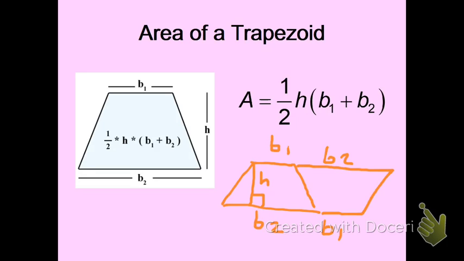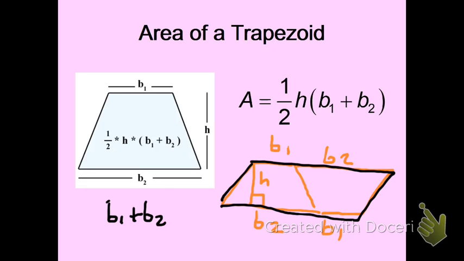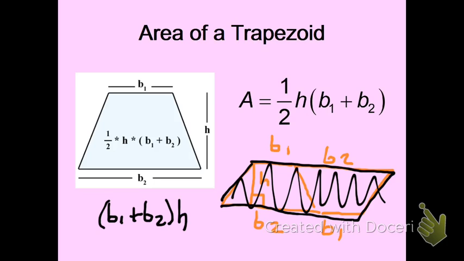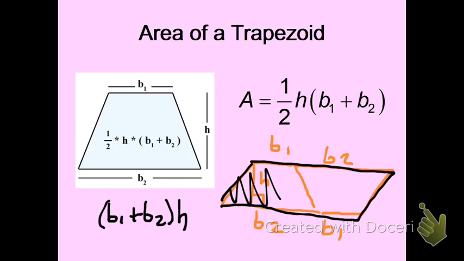It creates one large parallelogram where you could find the area by doing base times height. So the base would be b1 plus b2. The height is h. Now that would give us this entire area, and if we cut it in half, then we just get half the area, which is just one of those trapezoids. So that's where the formula comes from.